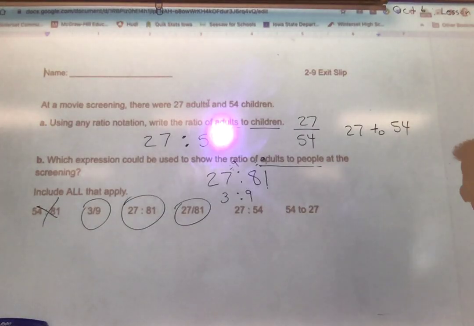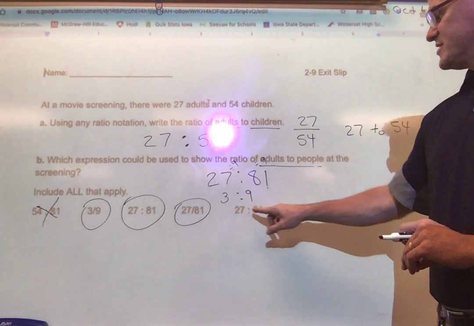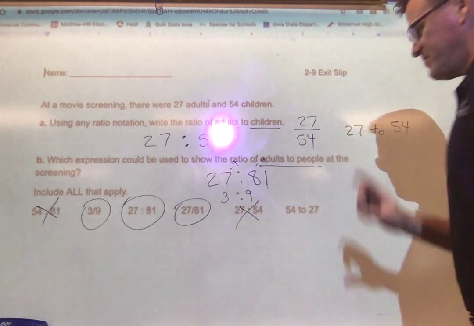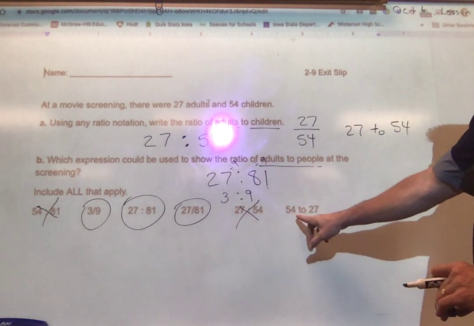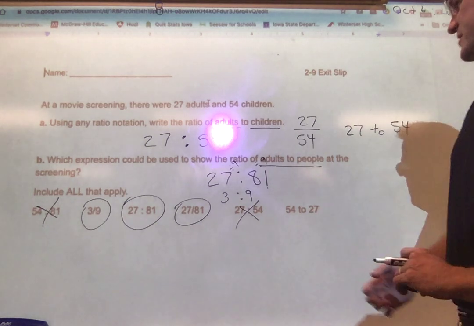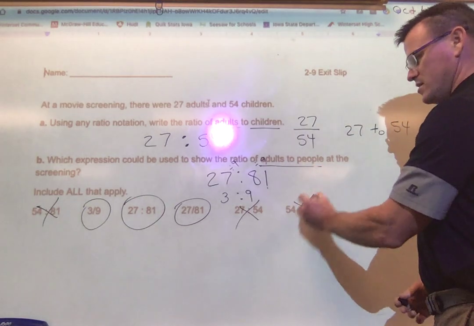Those are both correct. 27 to 54, that's adults to children. Okay, and that's not what we're trying to find. That's that part to part, but they had them flipped around. And 54 to 27 is also children to adults. And again, we want adults to people. Okay, so that one doesn't work.